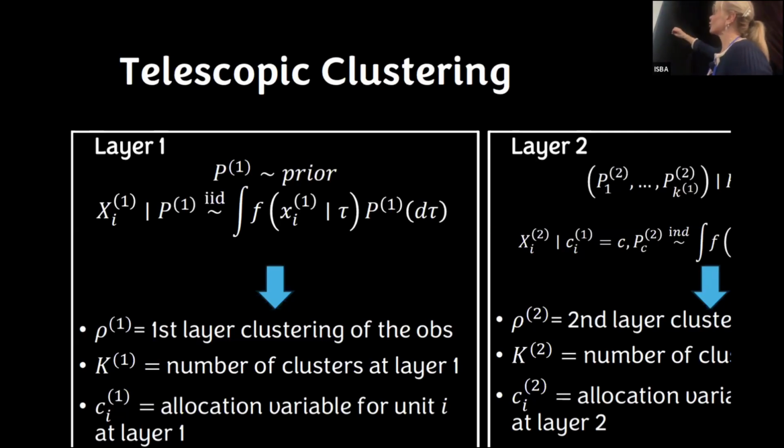And now what you need to do is to set up a joint prior on this collection of random distributions P1 up to PK1, where K1 is the number of clusters in layer 1. Okay, and then you recluster the individuals.